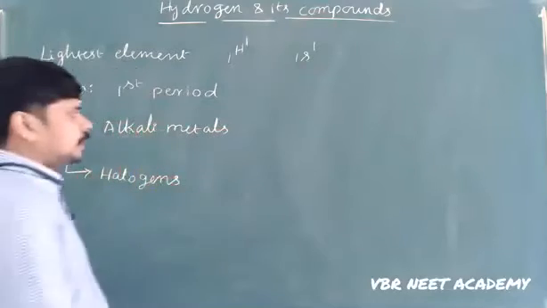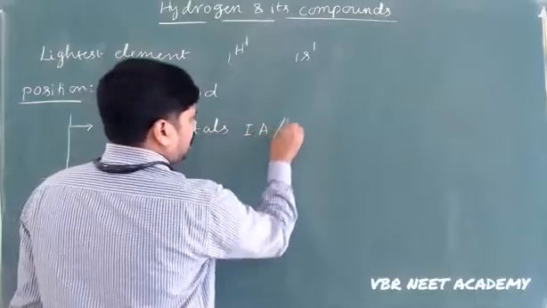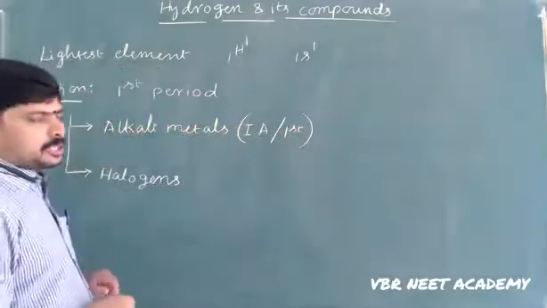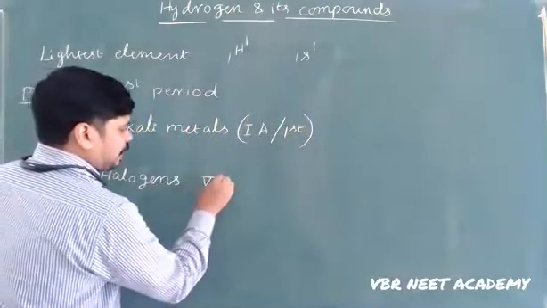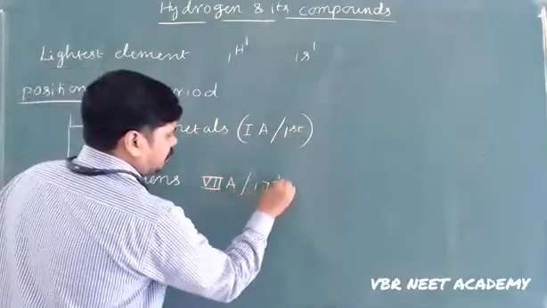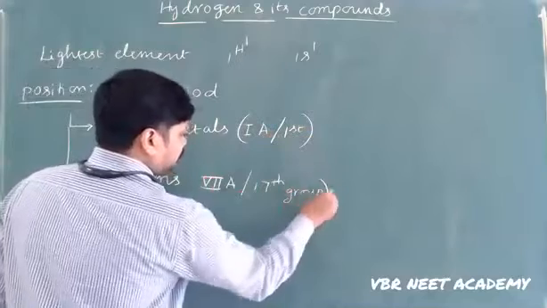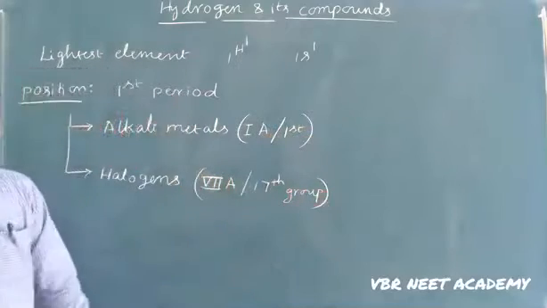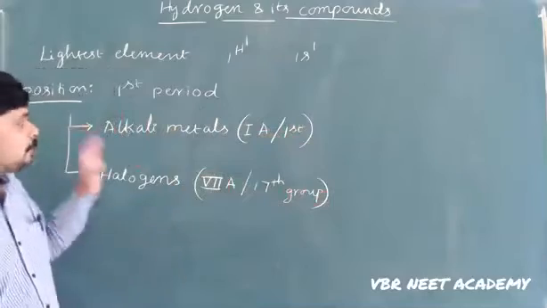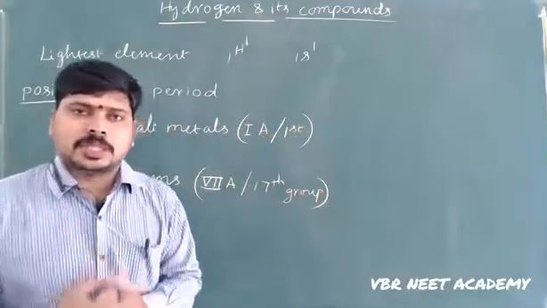The problem is, alkali metals we can say 1A group, or Arabic number, the first group. Halogens, according to Mendeleev, is going to be the 7A group. According to the recent long form periodic table, it is going to be the 17th group. Understand? So what are we discussing now? The position of hydrogen. Where do I have to place the hydrogen?